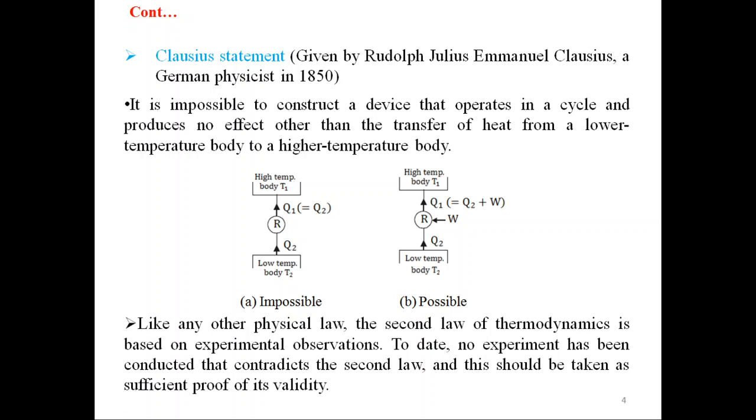temperature body. Second figure: in this, again we have a refrigerator which is extracting Q2 amount of heat from a low temperature body at T2 because we are supplying W amount of work to the refrigerator. Because of this work, it is rejecting Q1 amount of heat, equal to Q2 plus W, to the high temperature body at temperature T1. Such a refrigerator is possible because in this we are supplying heat from low temperature body to high temperature body, and this is possible only when we supply some input work.